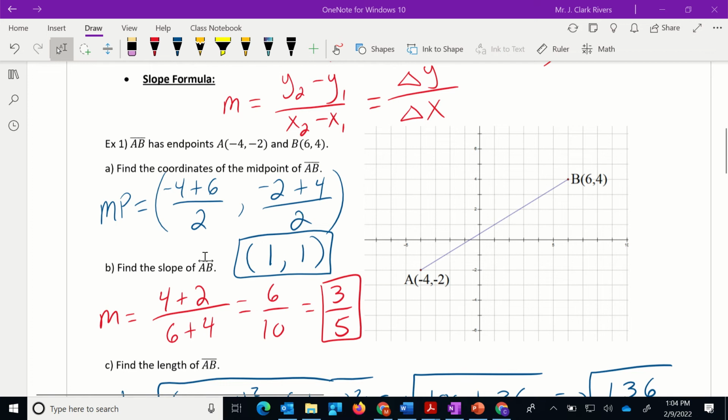Now, we should always either physically plot it or just mentally plot it. 1, 1's right there.